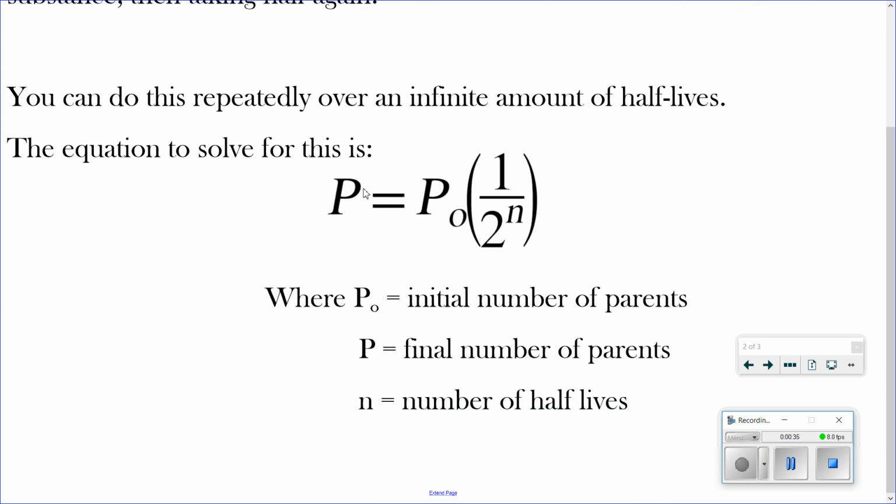We've got P representing here the final number of parents after however many half-lives you want. We have what we call P naught. That's a little knot there. That's the initial number of parents that you start with. So that's the starting number of parents. And then I've got N, the number of half-lives. So if you're going 3 half-lives, the N would be 3. I'm going to show you how to use this equation, but take a moment to pause the video, write this equation down, and define your variables.